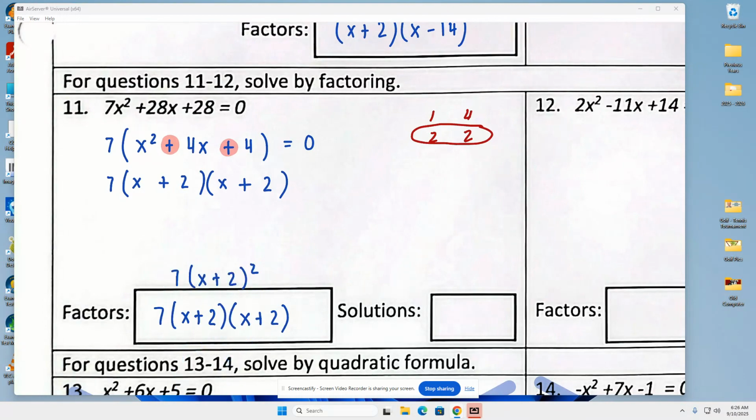Actually, I kind of messed that up. I'm going to put these in the same. Either one is fine. You don't have to do both.